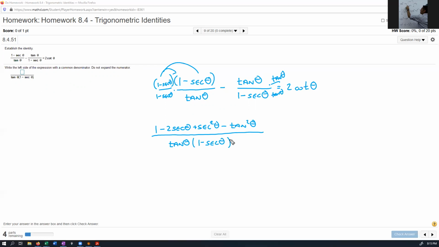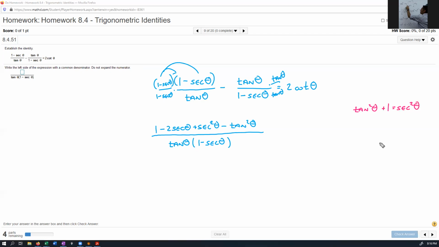All right, does anything get better here? Well, yes, I see something. 1 plus secant squared theta, or you know what, let me do it this way. Let me rewrite tangent squared theta. Okay, so we have a Pythagorean identity that says tangent squared theta plus 1 equals secant squared theta.